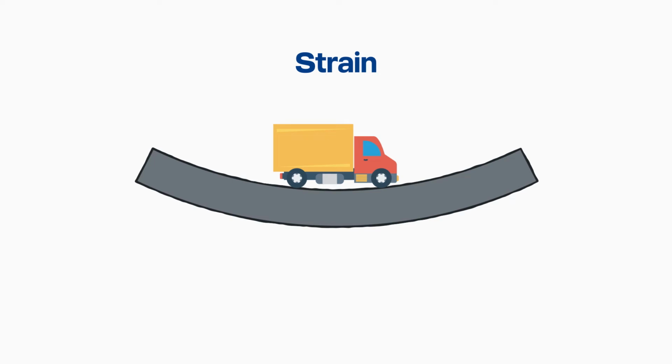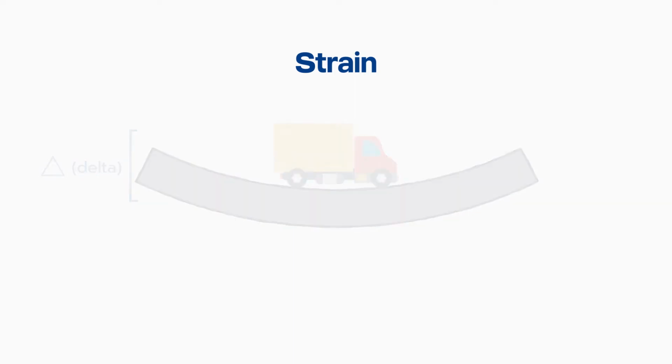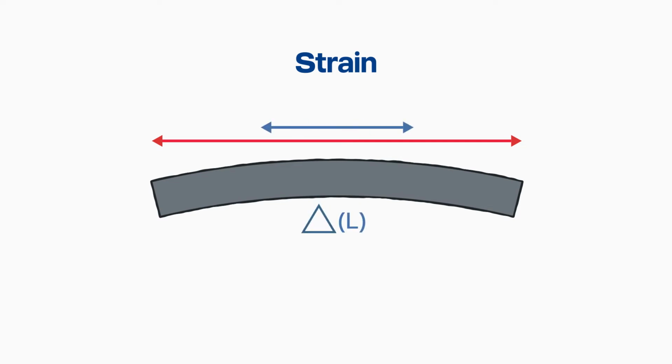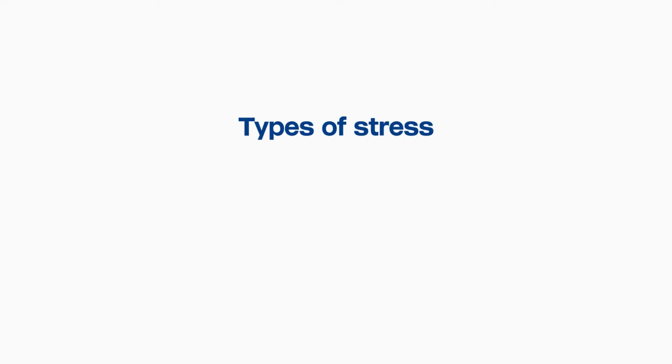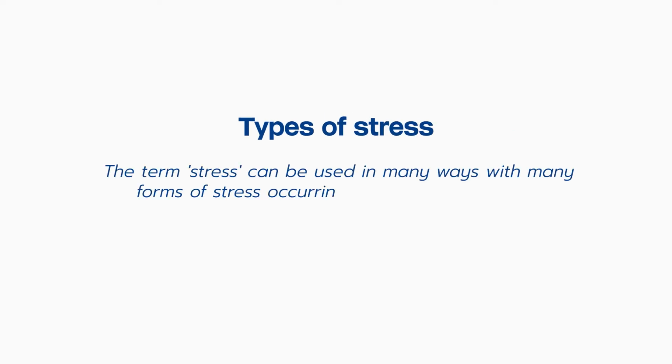Deformation is usually denoted by D, or the symbol delta, and generally refers to small deformations. For example, the strain in a beam under load is the change in length compared to the original length measured in millimeters. Types of stress. The term stress can be used in many ways, with many forms of stress occurring throughout structures.